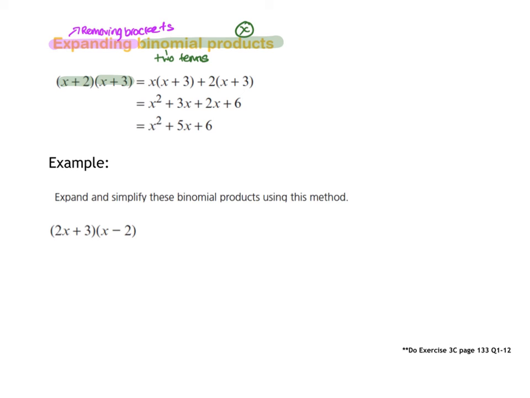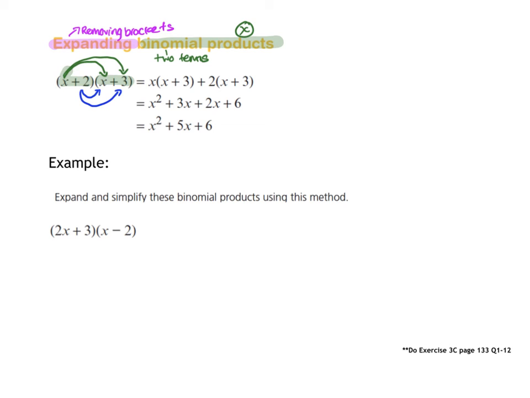Okay, so we're just going to have a try of this. We don't need to worry too much because I'll show you next lesson. We'll use our graphic calculators, but we'll give it a go. When you have a bracket, you have to multiply everything in the bracket with what's outside it. So you multiply this x with that x, and also with that 3. And then you get this 2 and multiply it with that x and that 3.